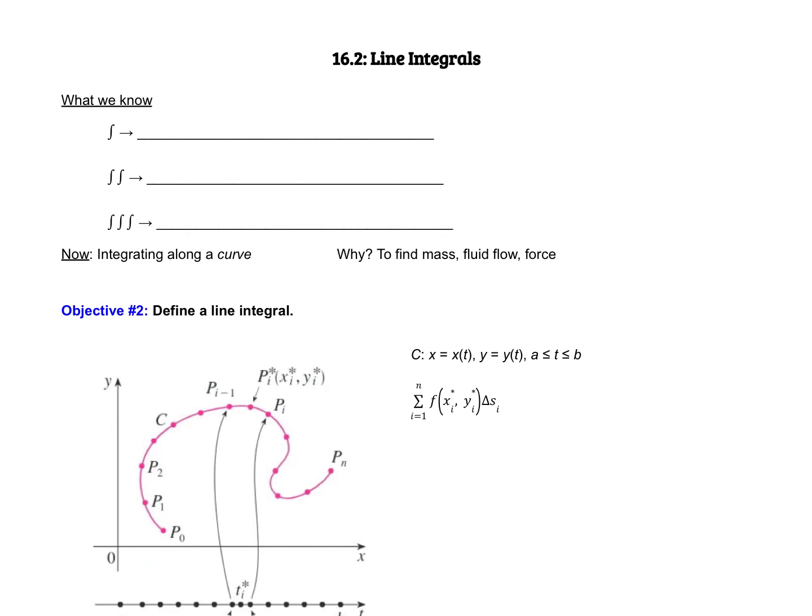Welcome to the second video of Chapter 16. In the first video, we looked at vector fields and gradient fields. In this video, we're going to look at line integrals.